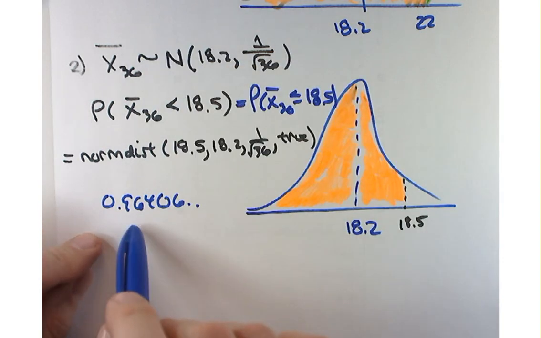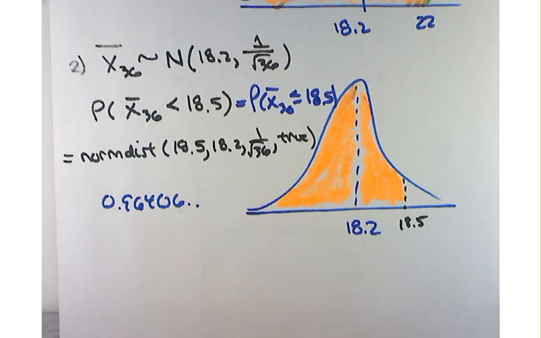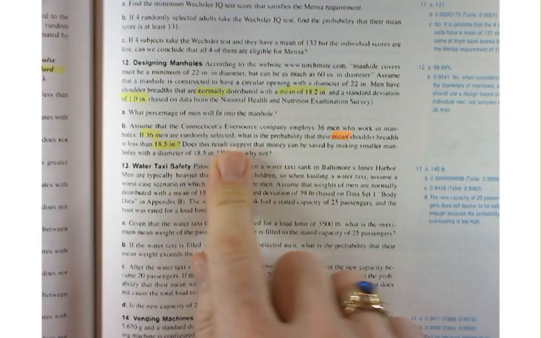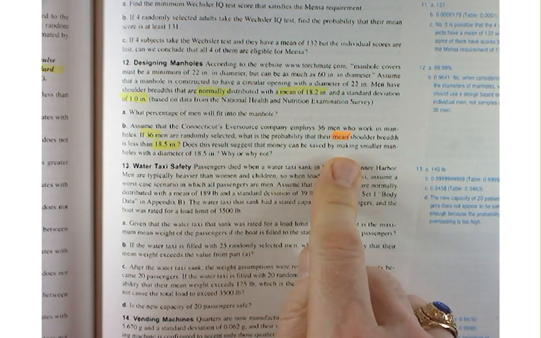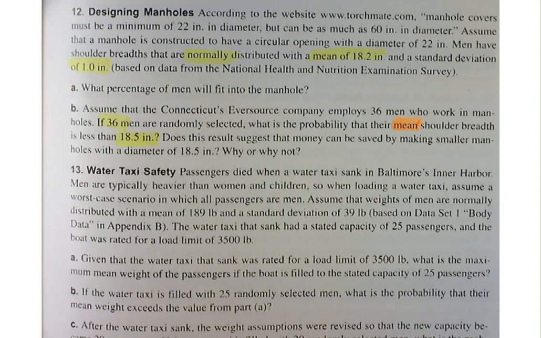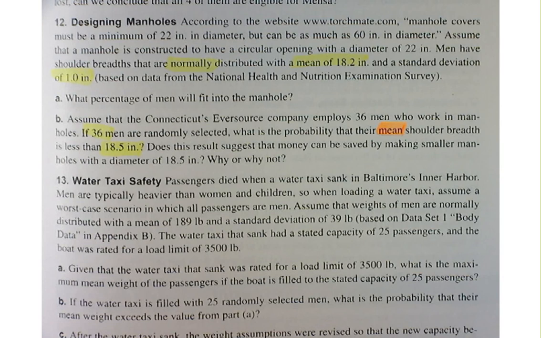Let's go back to the question that they ask when they're all done here. That's kind of like our part C. Does the result suggest that money can be saved by making smaller manhole covers with a diameter of 18.5 inches? Why or why not? The probability for part B was 0.96, but is that the relevant probability? I think the relevant probability is how it compares to the 99%, in my opinion. Good. Because if you compare the two, there's really not a whole lot of difference.